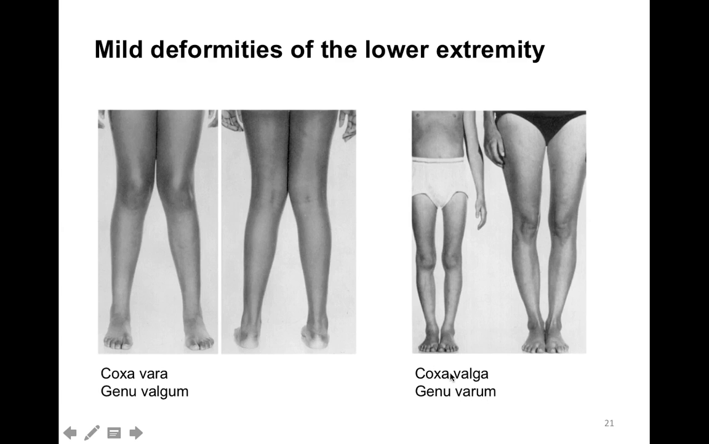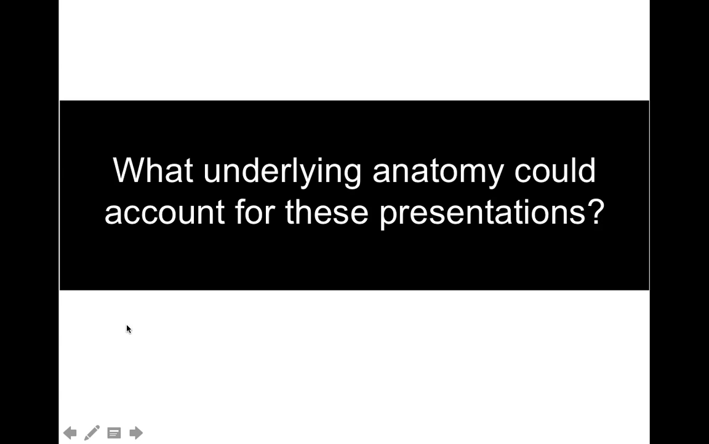These two deformities of the lower extremity go together, and it's just much easier to appreciate the deformity at the knee compared with at the hip. But we'll take some time to understand what is going on with coxa vara and coxa valga. So we need to have a discussion about the underlying anatomy that accounts for these presentations.